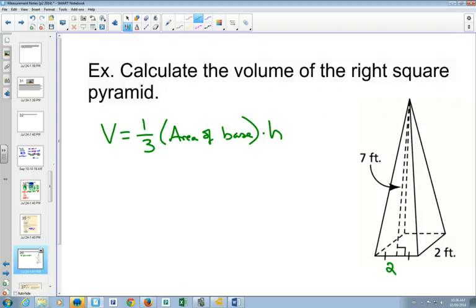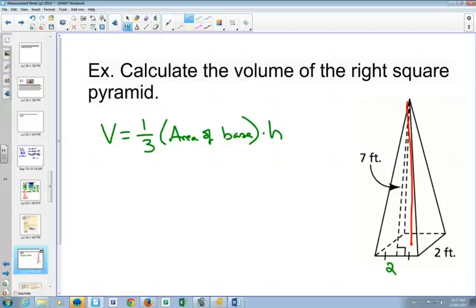Do we have the right height? There's a 7 labeled here. Is that the correct height that we need? No, this is the slant height. So we need from the center to the top, that would be the correct height.